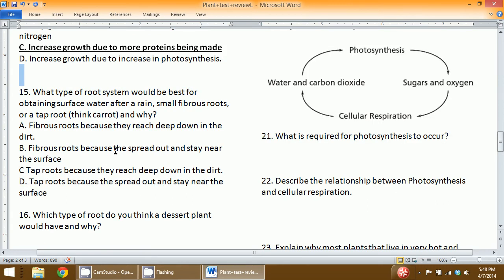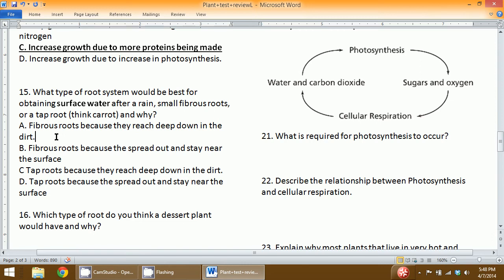What type of root system would be best for obtaining surface water? There's a good word right there. Surface water. That's kind of key. After a rain. Small fibrous root or a tap root, like a carrot. And why? Fibrous roots, because they reach deep down in the dirt. Because, you know, deep down, there's all that surface. No. There's not much surface deep down. In fact, there's very little surface.